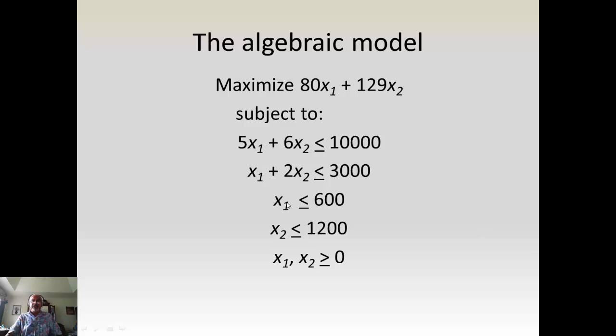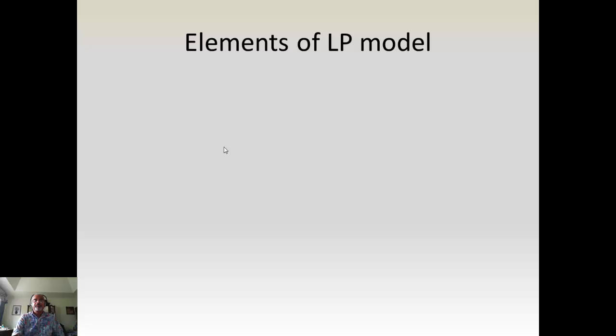In this fashion, here is a linear function that represents profit: $80 a unit for X sub 1, $129 for X sub 2. We maximize the profit subject to a set of constraints. This is our assembly hours constraint, this is the testing labor hours constraint, and these are the two maximum sales constraints. And then we have the non-negativity constraint, because these quantities, X sub 1 and X sub 2, cannot be negative. So these are the elements of a linear programming model. Let's look at each of those elements.